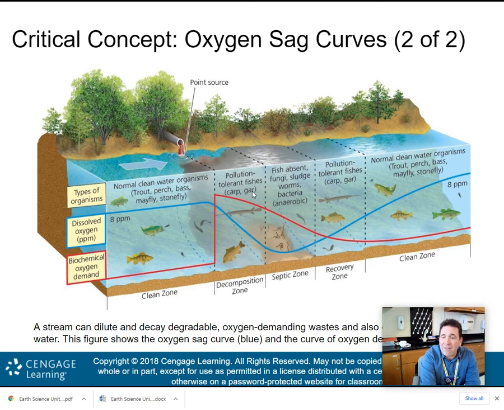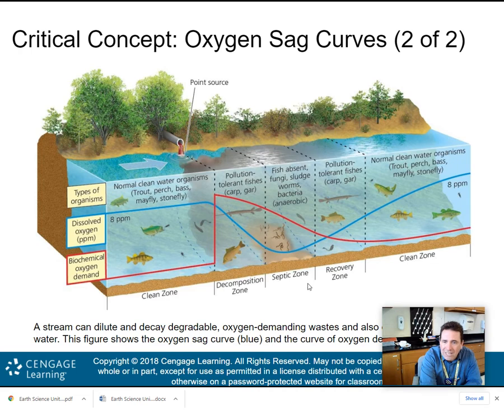So now you have an influx, a blossoming, of all this bacteria. So what happens? Your biochemical oxygen demand skyrockets. Now you have all this bacteria using all this oxygen. What happens to your dissolved oxygen content? Well, it begins to plummet. Here is your sag curve.